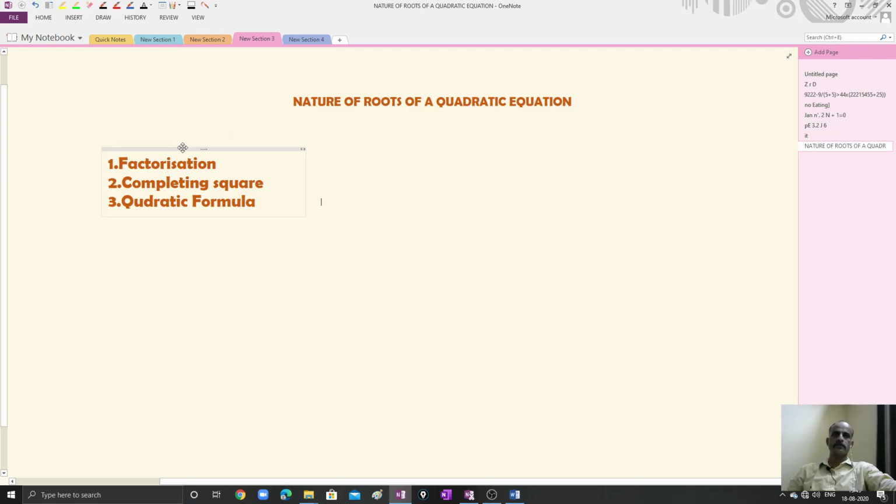In the last session, we were discussing the methods of solving quadratic equations, and we have seen three methods. The first was factorization, the second was completing the square, and the third was the quadratic formula method. We did some questions on each type, and we discussed those.